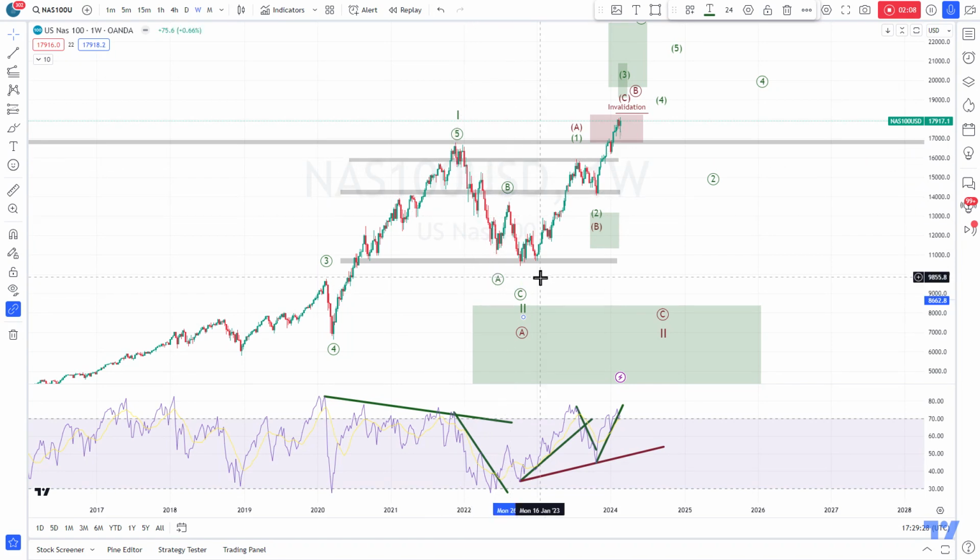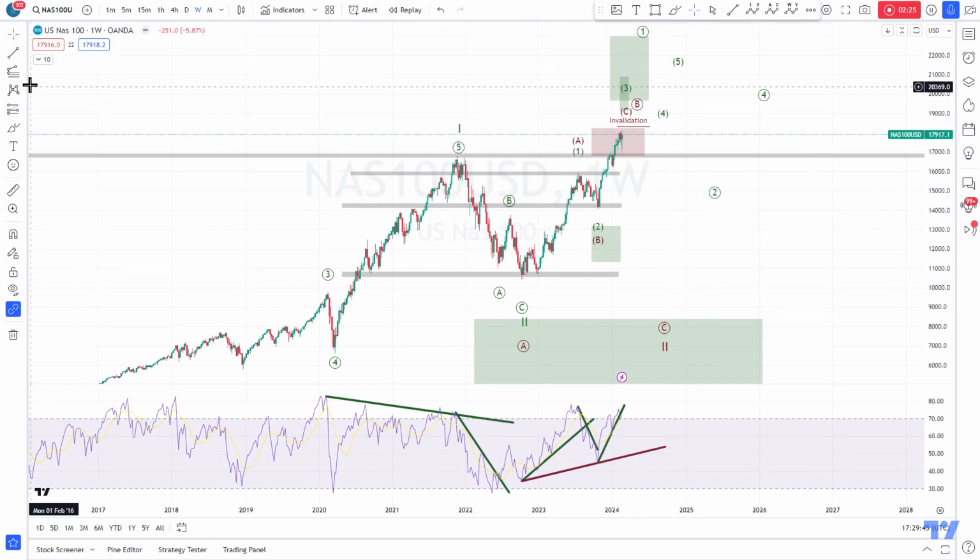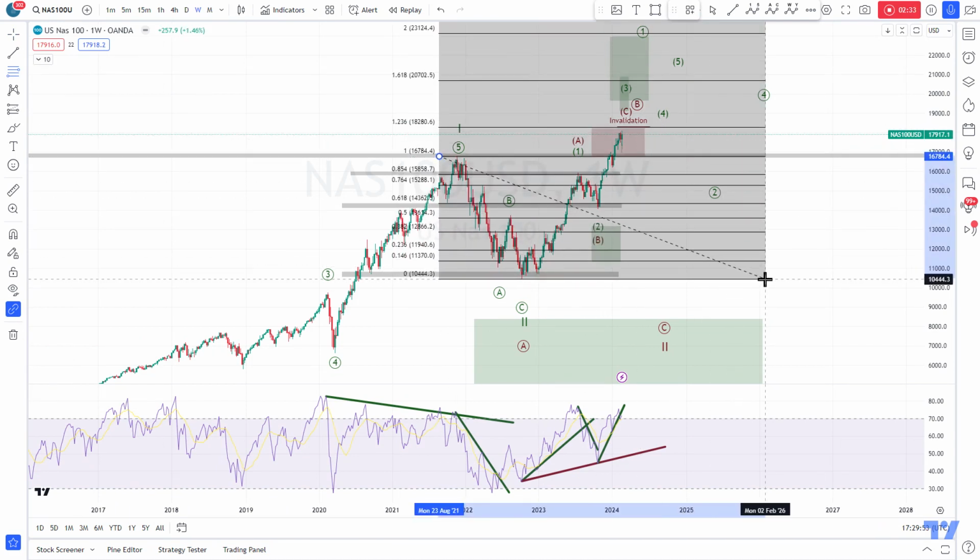So 1, 2, 3 as a wave A. Now we have our overshooting wave B, again in 3 waves, 1, 2, 3, and then from here we should have a C wave down as a wave 2. So that's still a possibility because we are here in the wave B area, the overshooting wave B area.